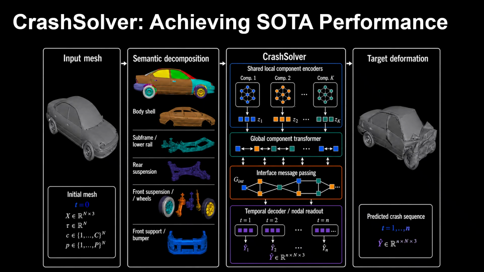In this work, we introduce CrashSolver, a state-of-the-art hierarchical neural architecture for full car crash prediction. The input mesh is first decomposed into semantic car components, such as the body shell, suspension, lower rails, and front support. Shared local encoders learn the deformation behavior of individual components. A global component transformer captures long-range interactions across the car, while interface message passing models how forces and deformation propagate between connected parts. Finally, a temporal decoder predicts the complete nodal deformation sequence throughout the crash.